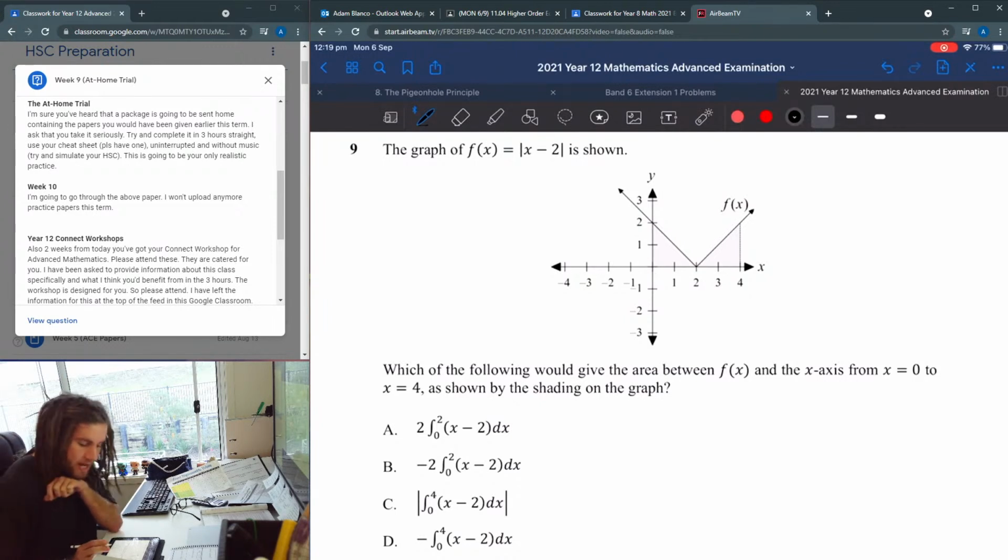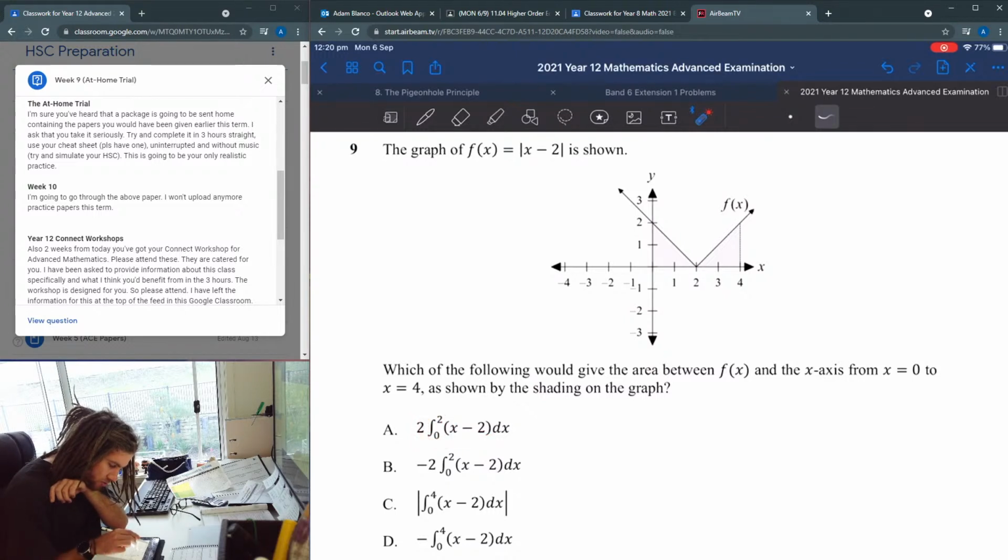Which of the following is going to give the area? You just have to be careful because some of these are going to give you negative areas. So if you think about x minus 2 between 0 and 2, what I'd quickly do in this case is label each line. This is obviously 2 lines. It says the absolute value, but none of these have an absolute value except this one.